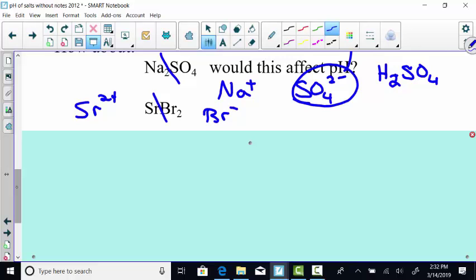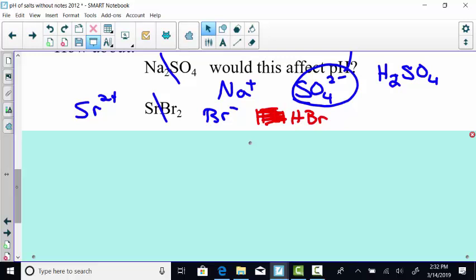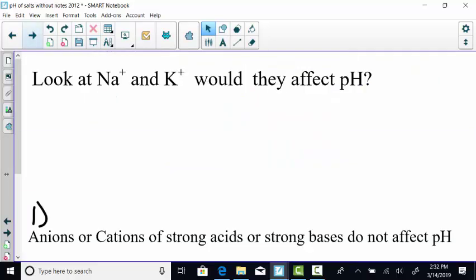Is that a conjugate of a strong acid? And the answer is yes. Oh my goodness. That's going to be HBr. Okay? So, apparently, if the negative ion is from a strong acid, then it has no attraction for hydrogen. Okay? But what about the positive ions?